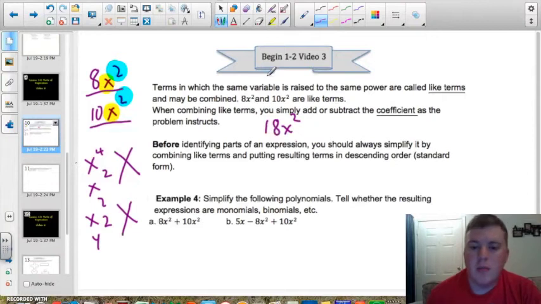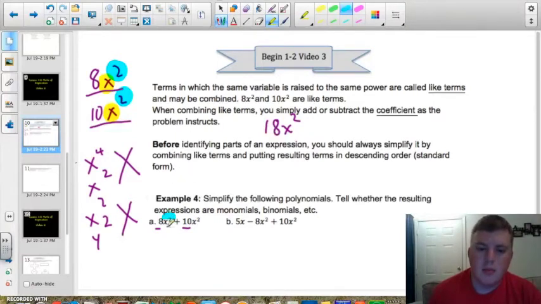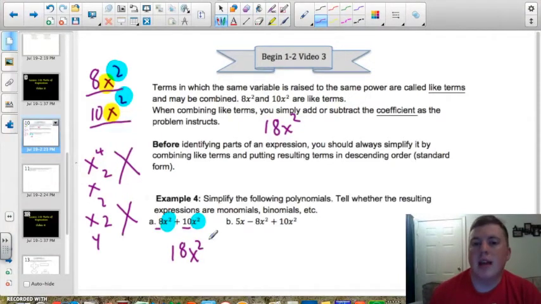So we have two example problems. For example 4, we want to simplify the following polynomials. Then we want to tell whether the resulting expressions are monomials, binomials, etc. So if we look at problem A, we have 8x squared plus 10x squared. This is actually what we just did. We would want to combine the 8 and the 10 because they are both like terms with x squared as the variable. So when we add those coefficients, we have 8 plus 10 to give us 18, and then we leave the variable the same.